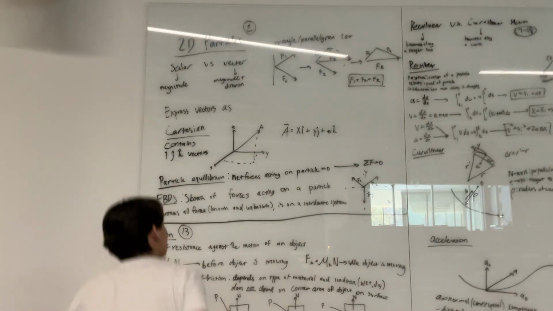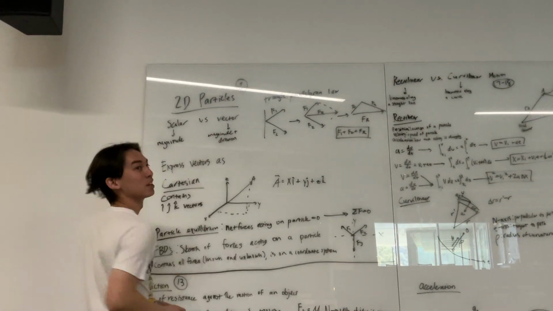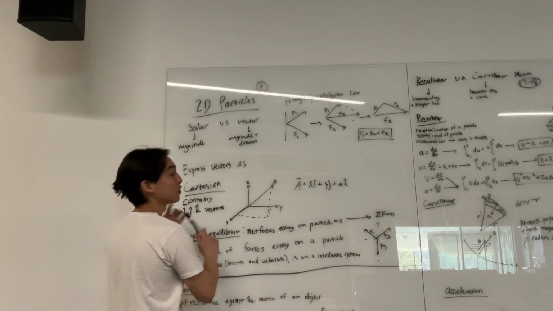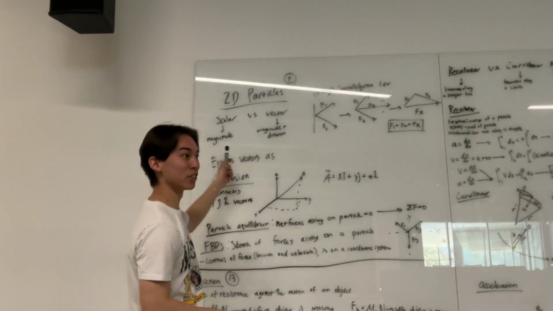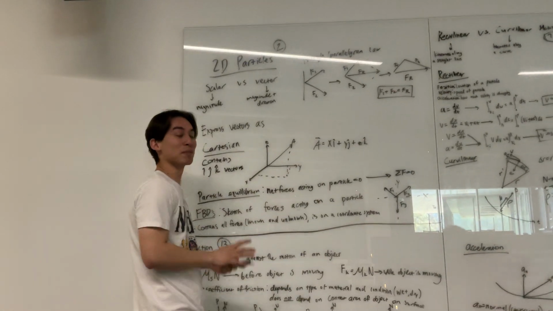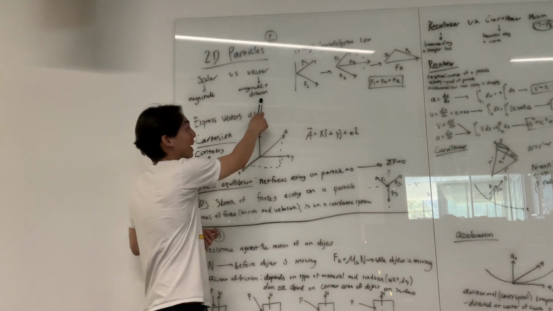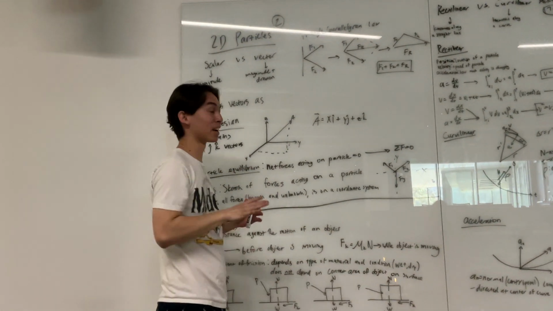All right, here we have 2D particles. So with 2D particles, we've got to know the difference between a scalar and a vector. So scalars have magnitude, something like mass. A vector, something like a force, has a magnitude and a direction. Very important. You gotta know that.